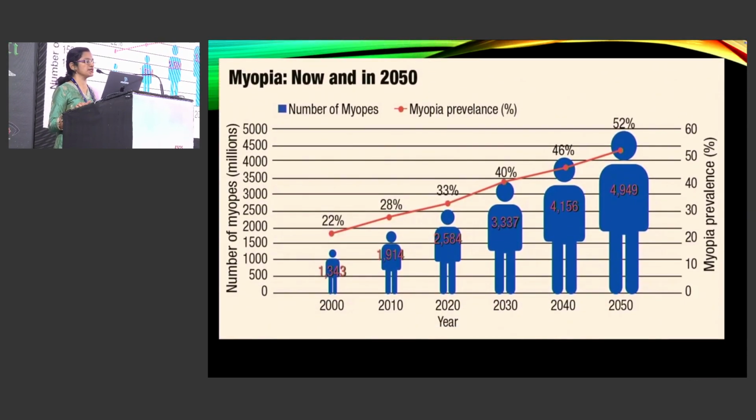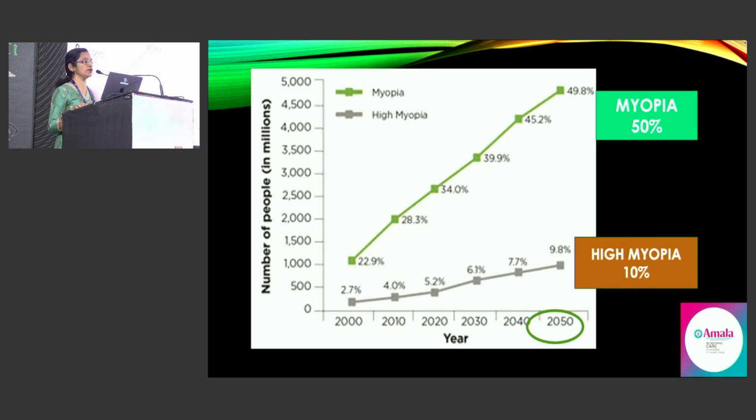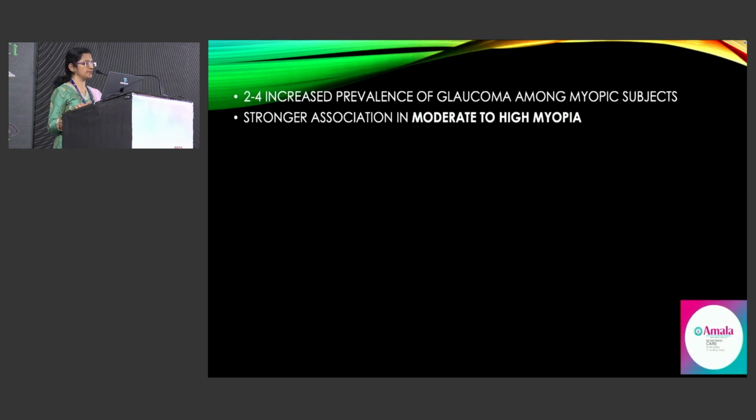So the prevalence of myopia has been increasing from 2000, and by 2050 about 52% is the prevalence of myopia. And among them, 10% will go for higher myopia. It's mainly due to the change in lifestyle at present. Myopic patients have a 2 to 4 times increased prevalence of glaucoma, and the stronger association is in the moderate to high myopic group.